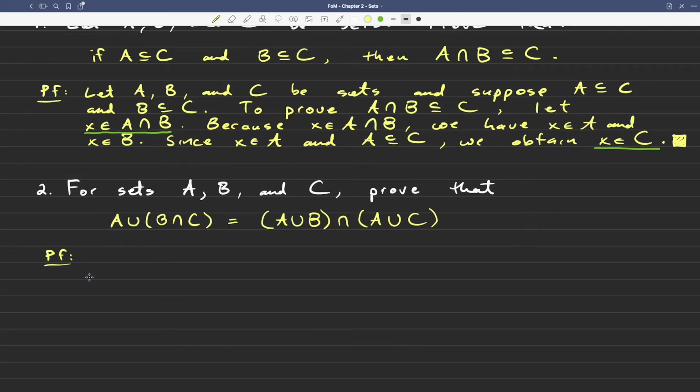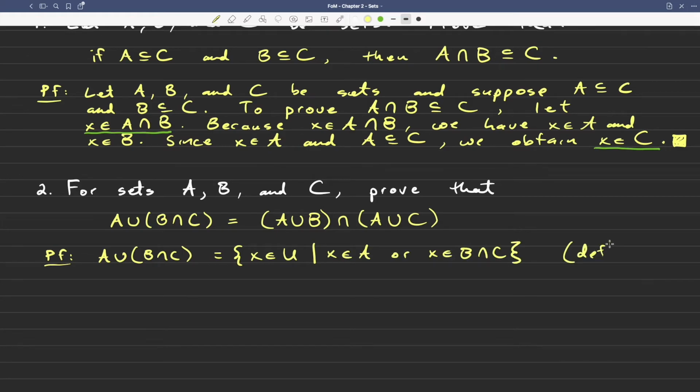I'm going to say A union B intersects C is the set of elements of the universe having the property. Now, we're going to apply the definition of union here. So to be in the union, you have to be in one set or the other. So this would be X is in A or X is in B intersects C. Here we apply the definition of union.